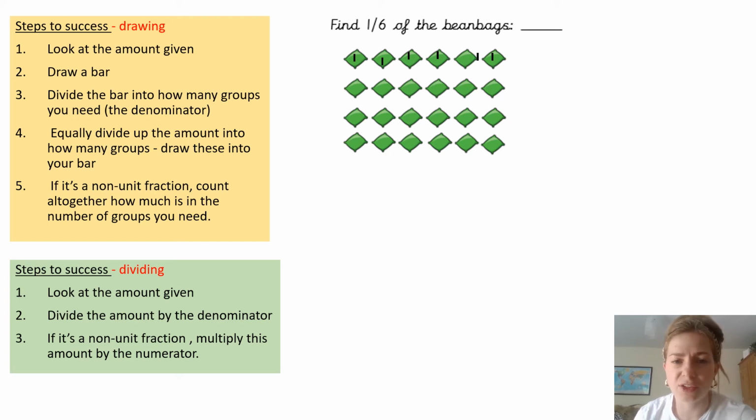And how many rows of 6 do I have? 1, 2, 3, 4. 6 times 4: 6, 12, 18, 24. Or we could do 4, 8, 12, 16, 20, 24. So my total number of beanbags is 24. What's my total number of beanbags? 24.